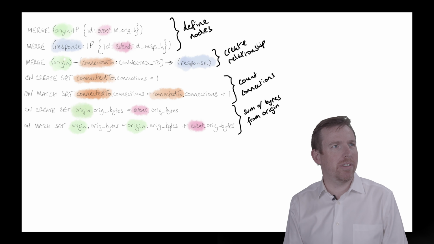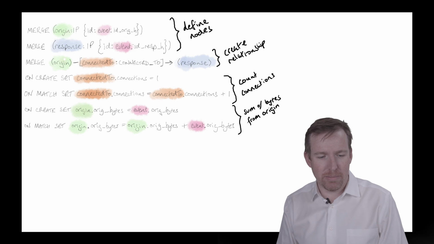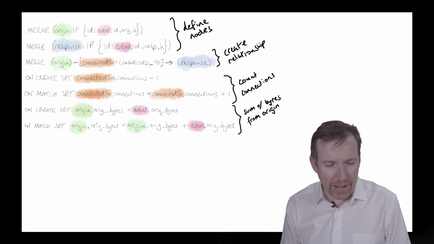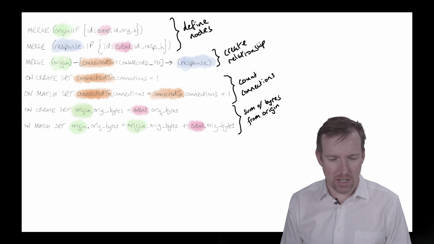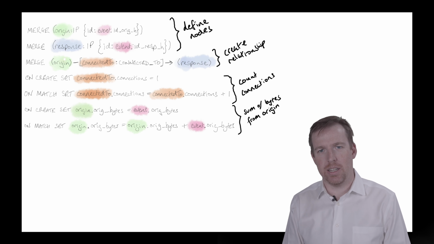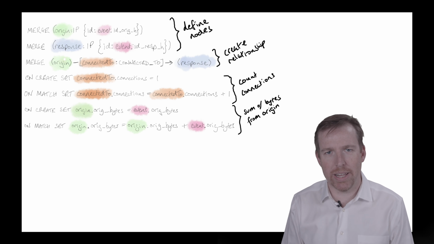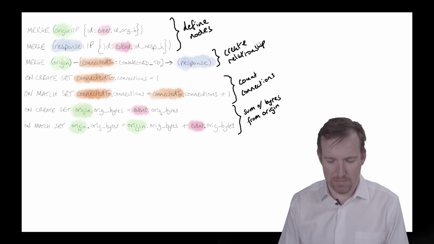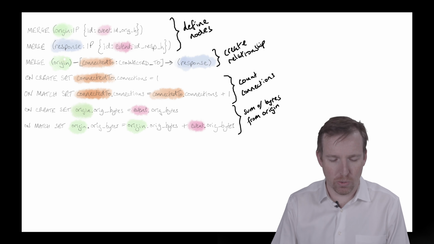And I'm also capturing some metadata here. So I'm capturing the number of bytes from each IP address. And I've got an incrementing, rolling sum of those. So that's what the last two lines are there.